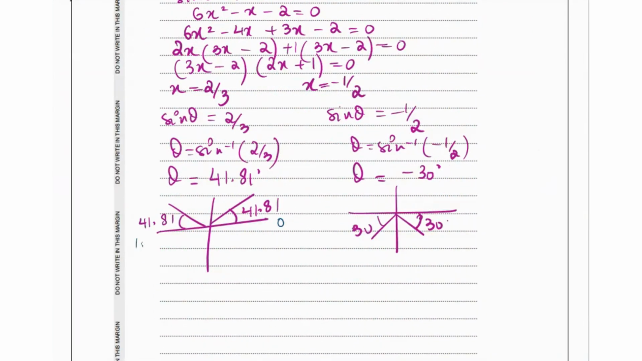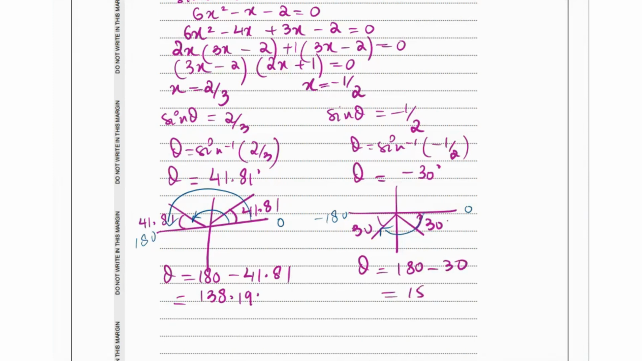So this is 0, this is 180, and then backward from 0, this is negative 180. So from 0 to 180 we have 41.81 and then 180 minus 41.81 because this is the other angle. And then over here we have negative 30 and then we will have 180 minus 30, which would give us negative 150. The reason why it's negative is because it's in the third quadrant. So 180 minus 41.81 is going to be 138.19 degrees. And over here, 180 minus 30, which is 150 degrees.